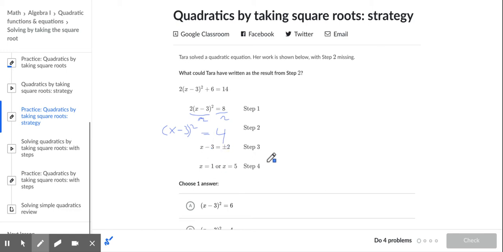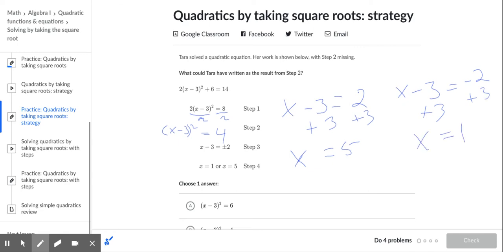And then to get from here to here, just for the sake of thoroughness, I would split this into the two cases. So I'd have x minus 3 equals 2 and x minus 3 equals negative 2. And then I would add 3 to both sides. So I get x equals 5 and adding 3 to both sides, I would get x equals 1. So my answers would be 1 and 5.